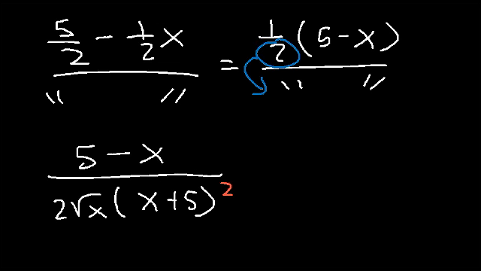When we move the 2 to the bottom, we have a 1. Whenever you have a 1 in front of parentheses, you can open the parentheses. You don't need to close them anymore. So this is the final answer.